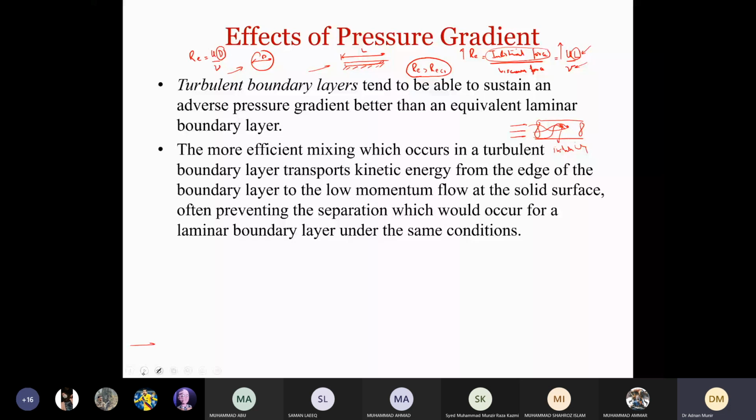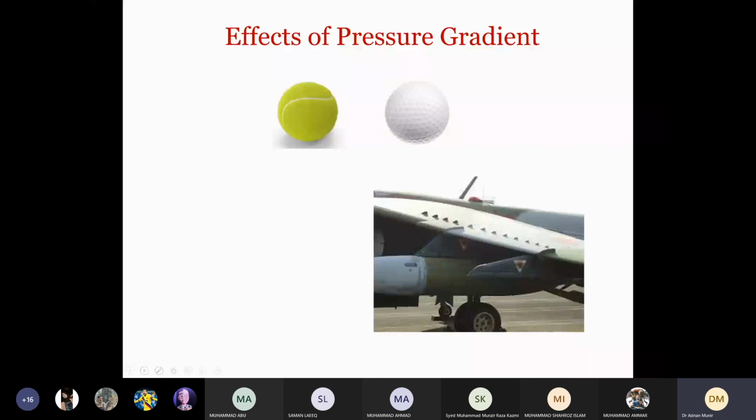Okay, so now this is it for the effects of pressure gradient.